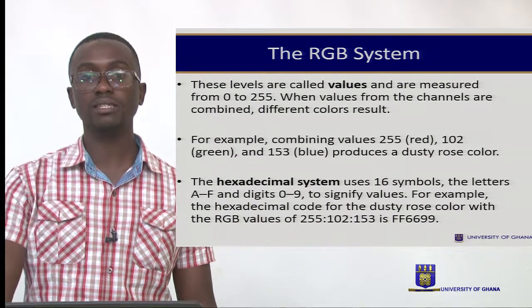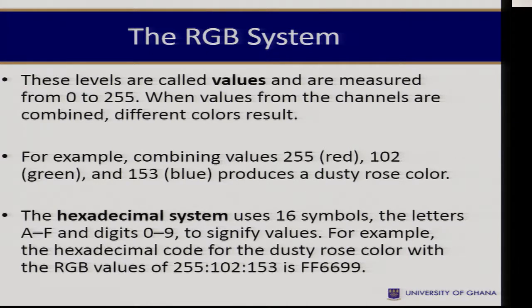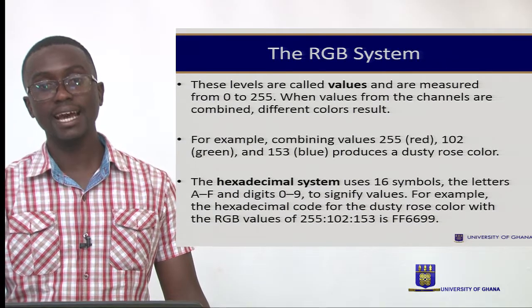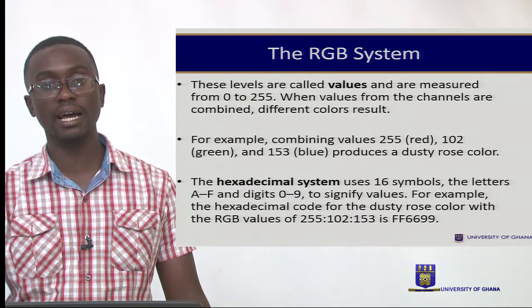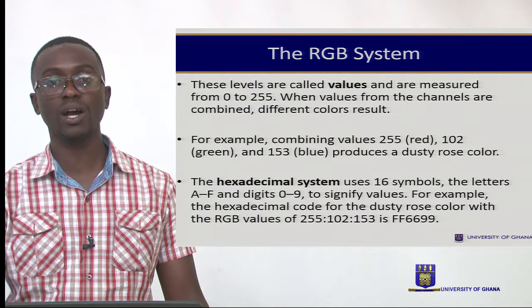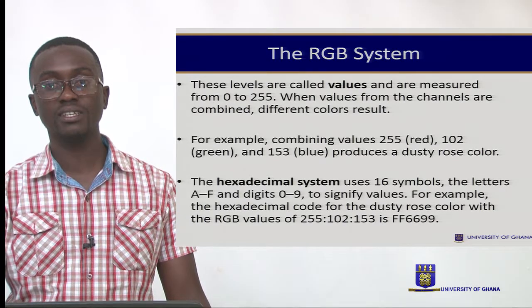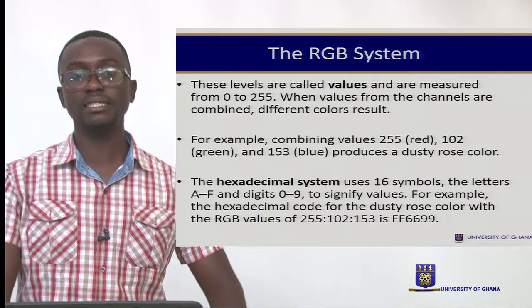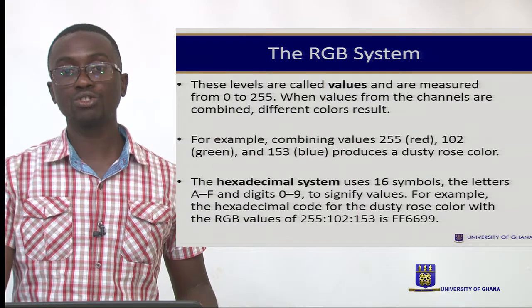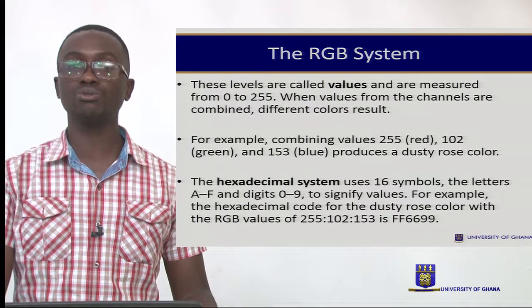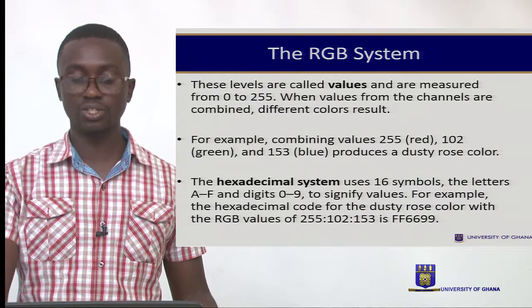The hexadecimal system uses 16 symbols, the letters A to F and the digits 0 to 9 to signify values. For example, the hexadecimal color code for dusty rose color with the RGB values of 255, 102, 153 is FF6699, with the first two characters representing the intensity of red, the middle two representing the intensity of green, and the final two representing the intensity of blue.